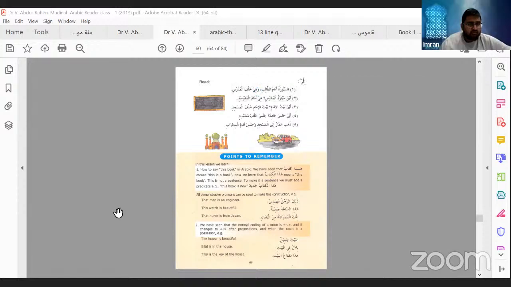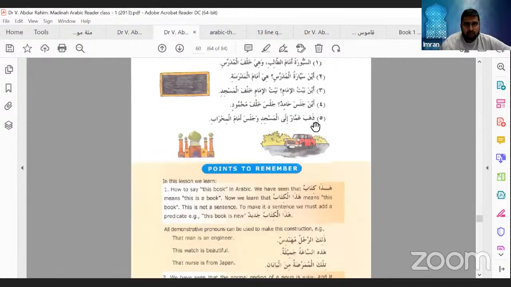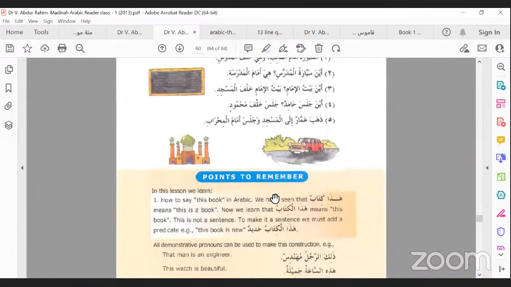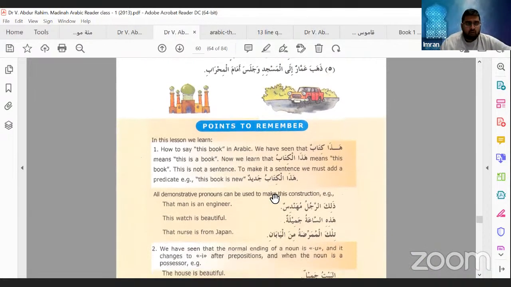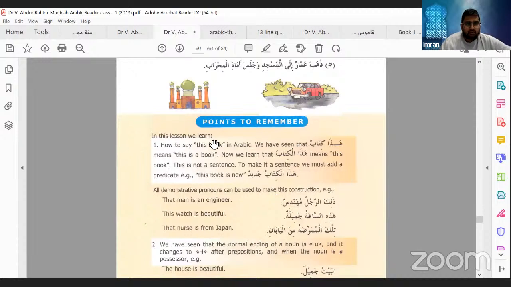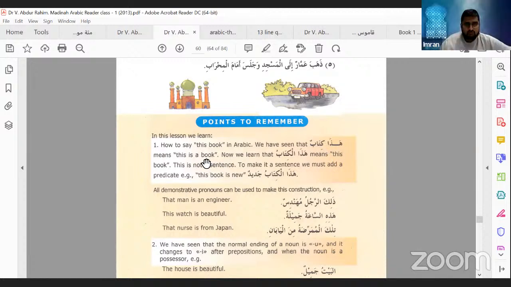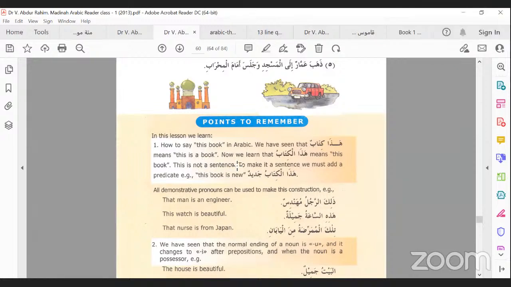Can I request Sister Parveen Razai to come on the mic? Yes, Sheikh. Points to remember. This is a really important point which I need you to highlight. In this lesson, we learn how to say this book in Arabic. We have seen that Haza Kitabun means this is a book. Now we learn that Hazal Kitabu means this book.